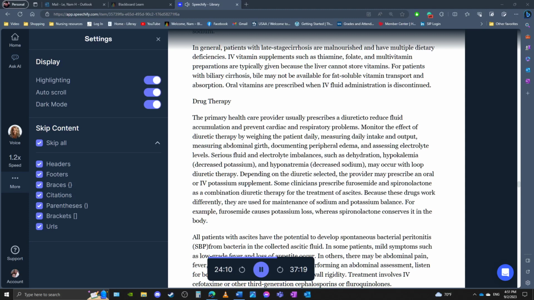Interventions. All patients with cirrhosis should be screened for esophageal varices by endoscopy to detect them early before they bleed. If patients have varices, they are placed on preventive therapy. If acute bleeding occurs, early interventions are used to manage it.